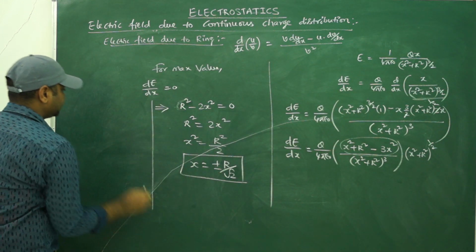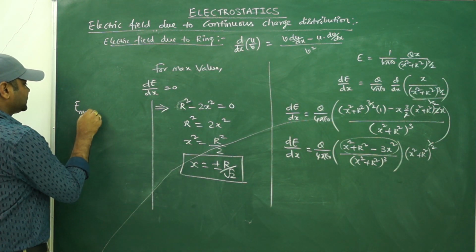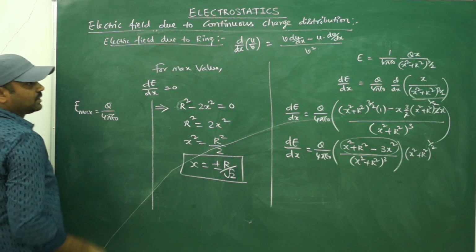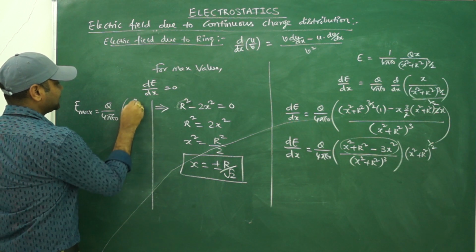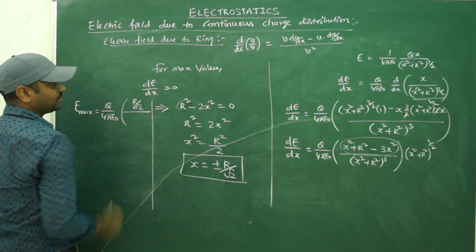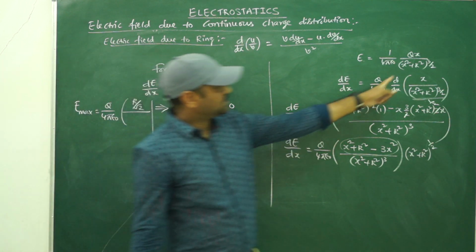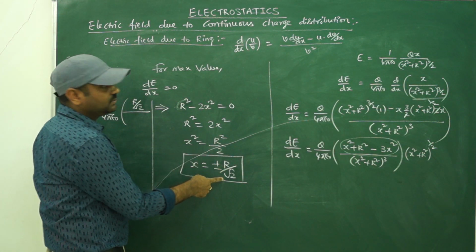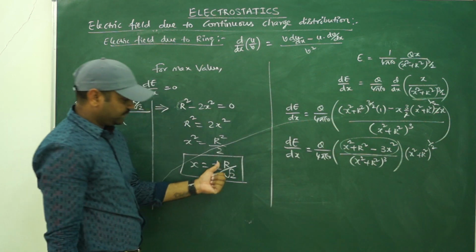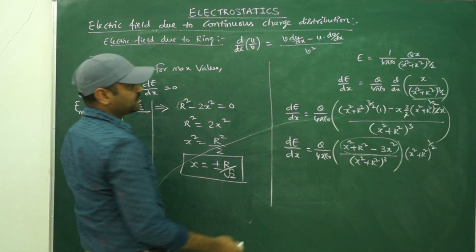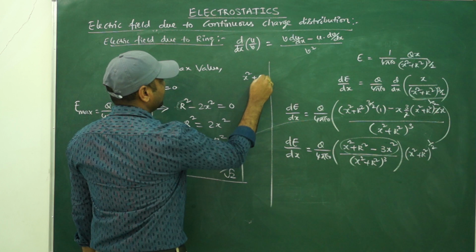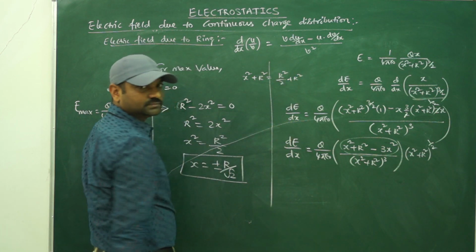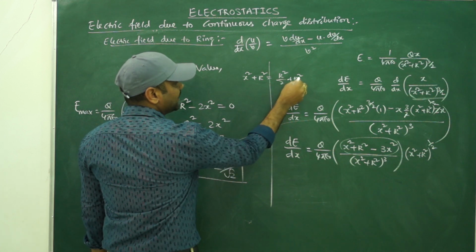So how to find the maximum value of the field? E max is equal to q by 4 pi epsilon naught as it is, constant, into the x value, r by root 2, by (x square plus r square). Here x square is nothing but r square by 2, because x is r by root 2. So x square plus r square I am solving, then r square by 2 plus r square. So this is raised to 3 by 2.